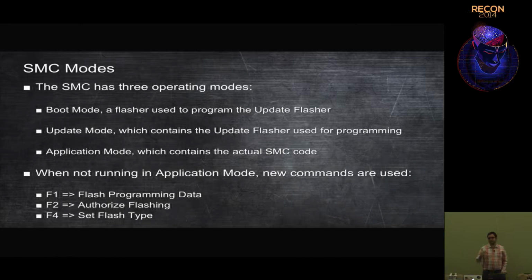And the idea is if you flash complete garbage on a chip, you still have update mode to flash correct stuff. If you flash a garbage updater, you still have boot mode to actually flash a correct updater. And if you flash garbage all over the chip, well, then your machine is dead. So when you're in application mode, you have those previous commands to read keys and write keys. When you're in any of the boot modes or update modes, you actually can flash the processor. So you've got 3 commands to flash a region of memory, to authorize flashing, and to set the flash time.